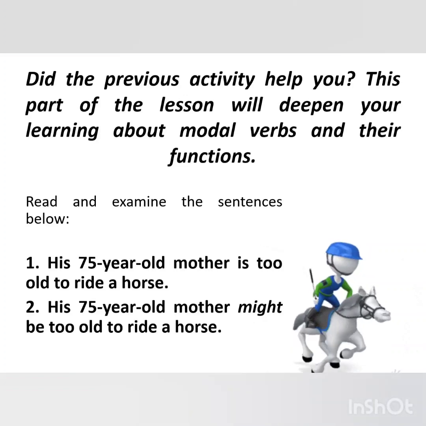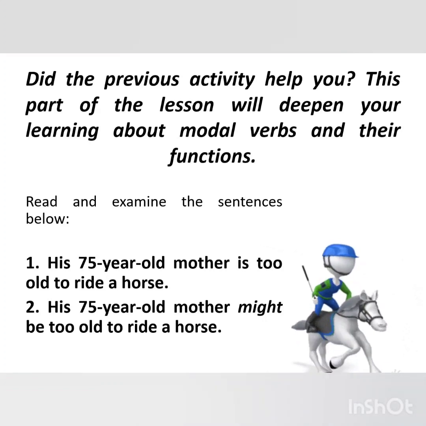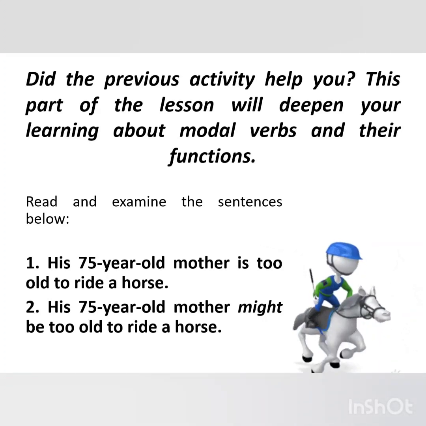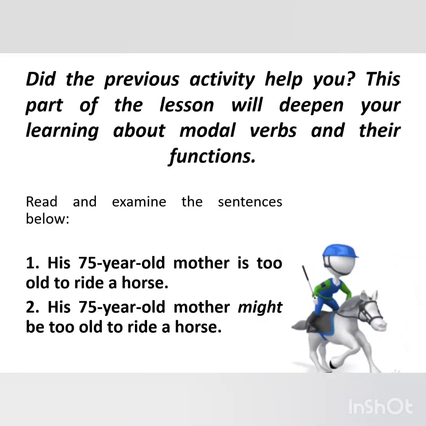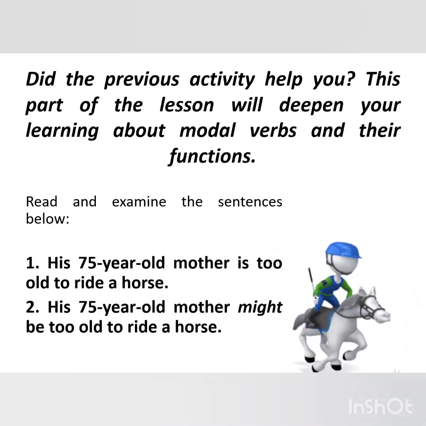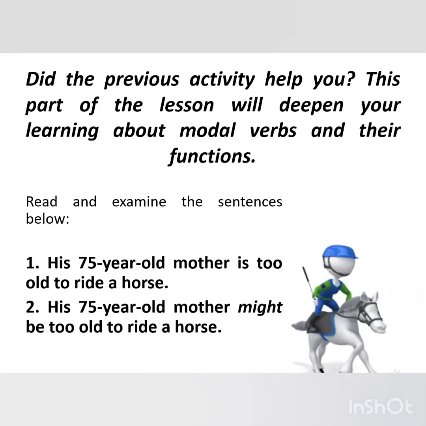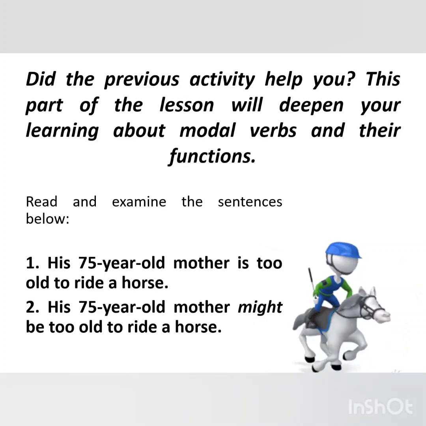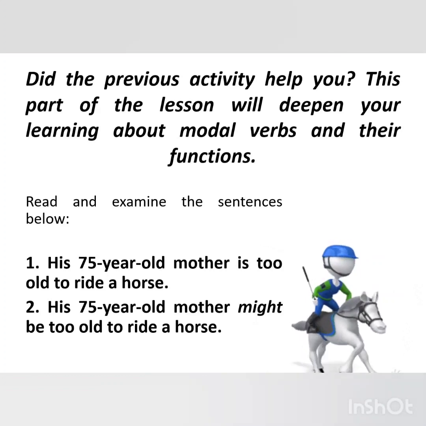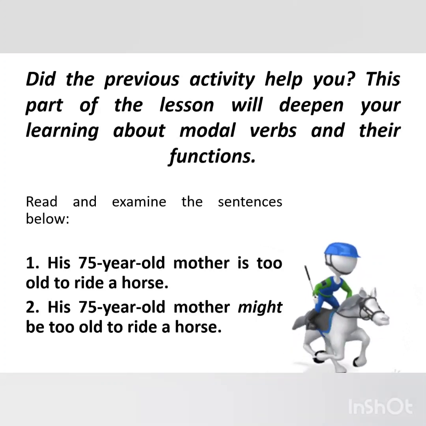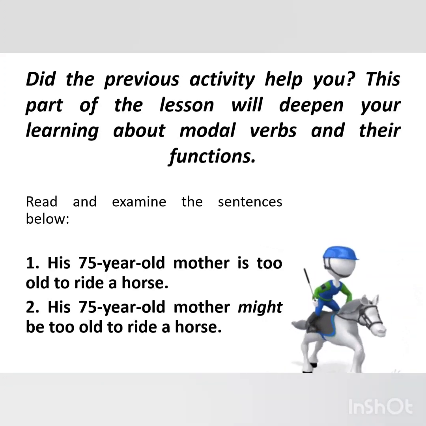Sentence 1 states a fact that his mother is too old for horseback riding, while sentence 2 expresses the possibility that his mother could no longer do horseback riding due to her age. The presence of the word might in sentence 2 makes the meaning different. The word might is an example of a modal expression that functions as a verb. Aside from might, there are other commonly used modal expressions that function as a verb, like may, can, could, shall, should, will, and would.